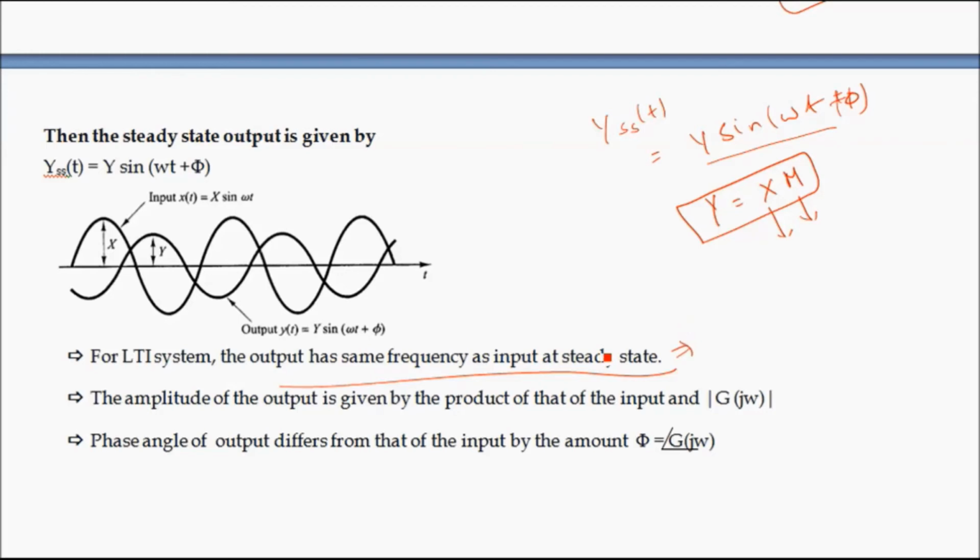The amplitude of output is given by the product of that of input and mod G(j omega). So it is also clear from this that Y is equal to X into M, and the phase angle of output differs from the input by an amount phi equal to angle G(j omega). It is also clear from the expression of this steady state response of the output.